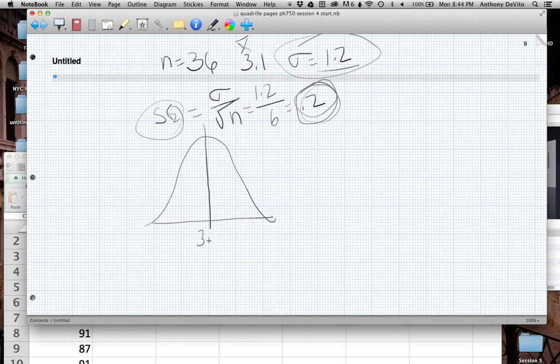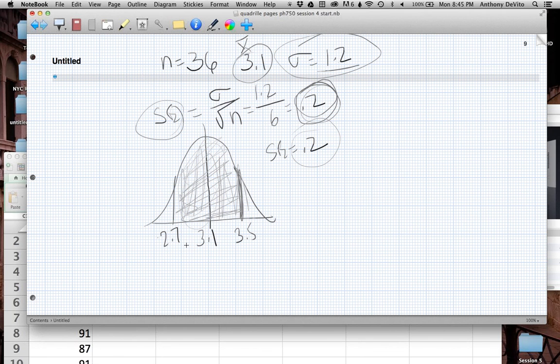Okay, so the mean is 3.1, and our standard error is equal to 0.2. Now, two standard deviations below 3.1 is going to be what? 0.4 below is 2.7, and two standard deviations above is going to be 3.5. So we have 95% confidence that the real average for all Hunter students is somewhere between 2.7 and 3.5.